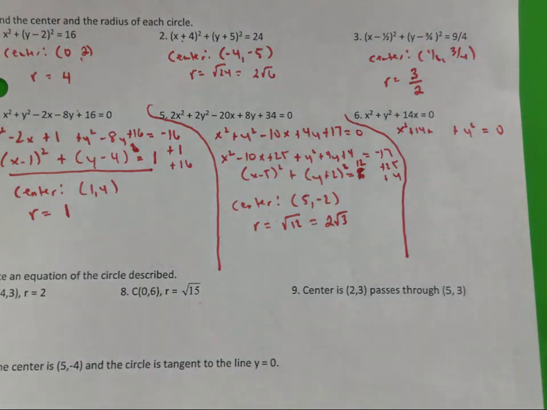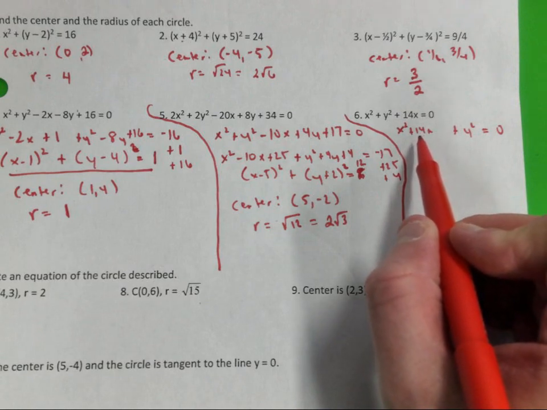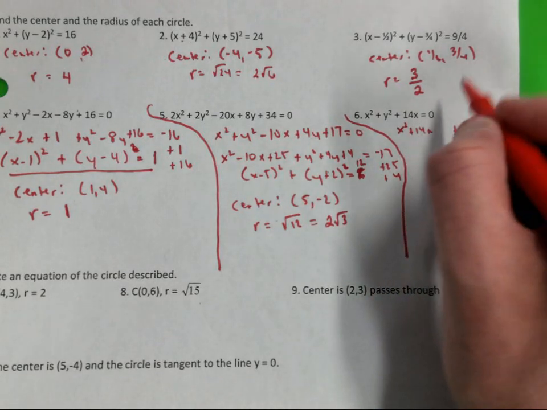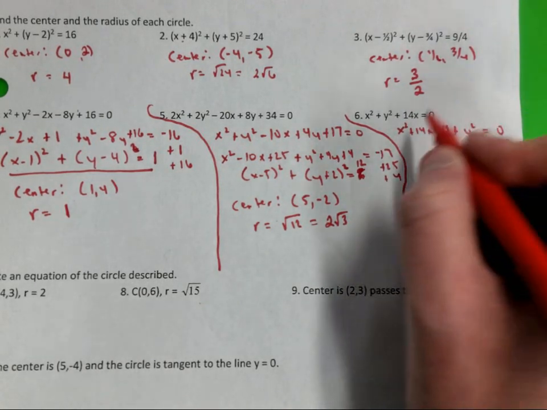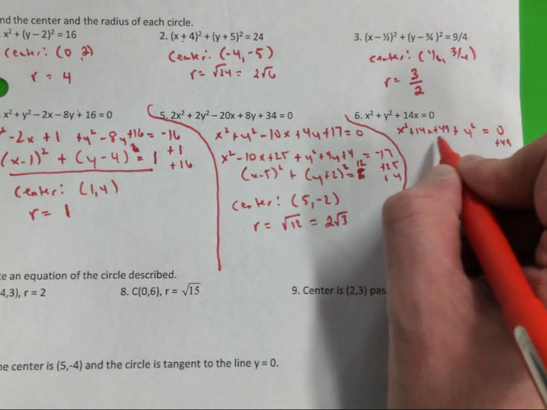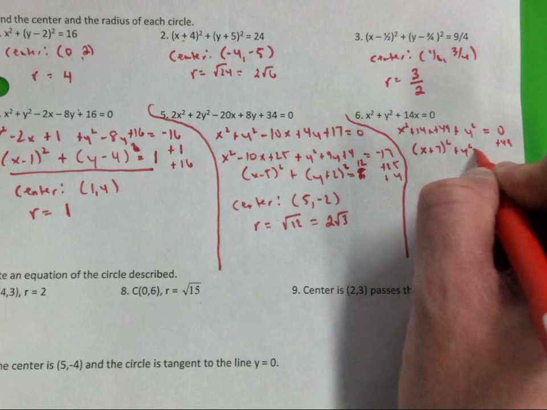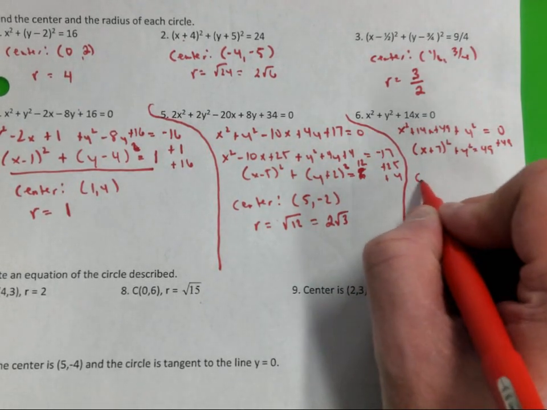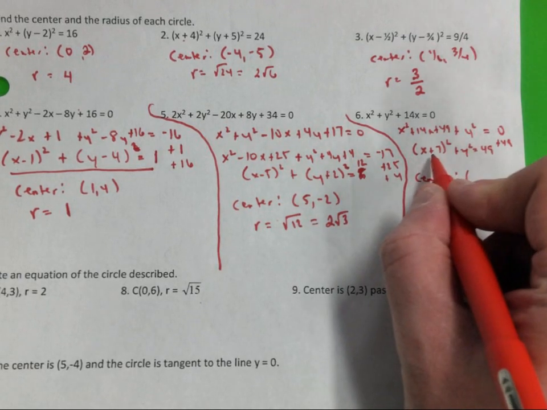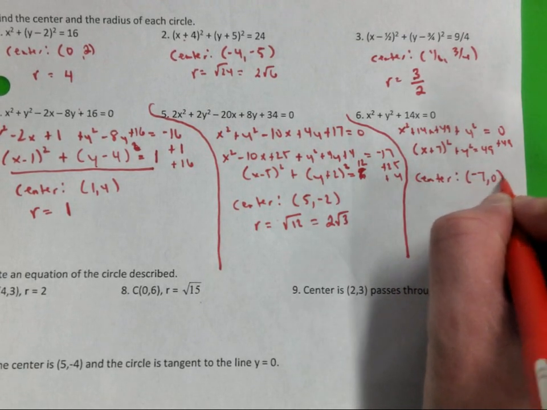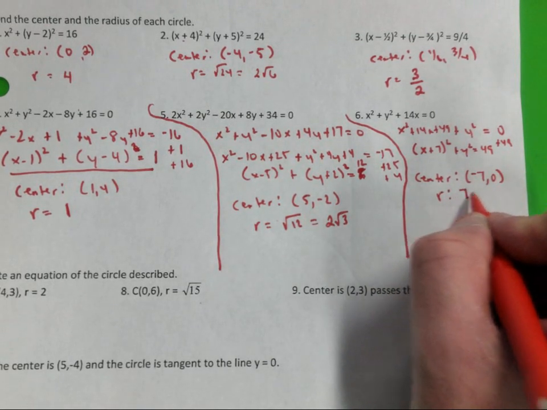Now, I'm going to take half of what? 14. What's half of 14, class? 7 squared is? Okay. If I add 49 there, I add 49 over here. Now, how can I factor x squared plus 14x plus 49? X plus 7 squared plus y squared equals 49. So my center will be what? Negative 7, comma 0. And my radius is equal to, what's square root of 49? 7.